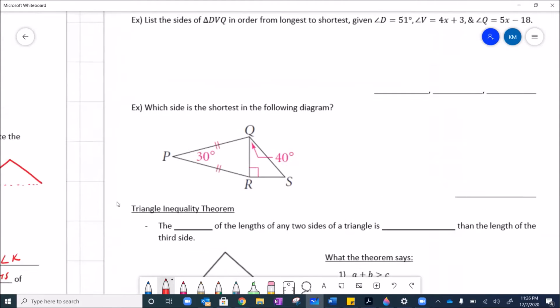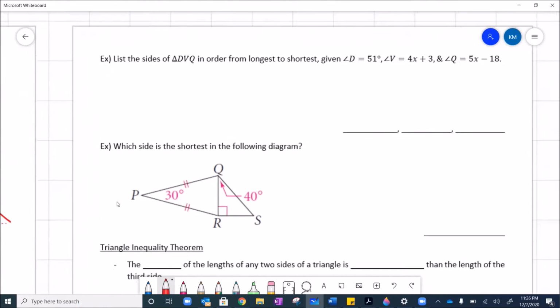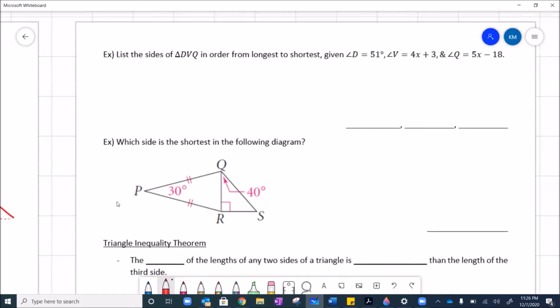On to the second page, just looking at another one of those. It says, list the sides of triangle DVQ. I'm just going to draw that really quickly. Triangle DVQ. It tells us that angle D is 51, angle V is 4x plus 3, and angle Q is 5x minus 18.